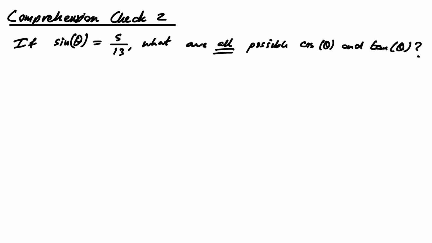Okay, if sine of theta is equal to 5 over 13, what are the possible values of cos theta and tan theta? This is quite an interesting question. First of all, we know a relationship between sine and cosine now using Pythagoras.